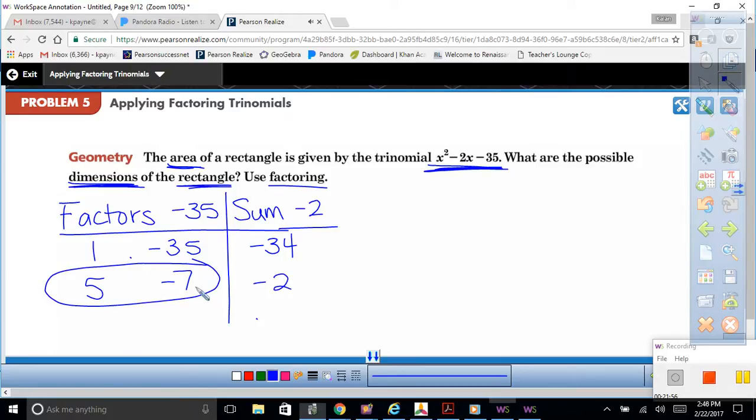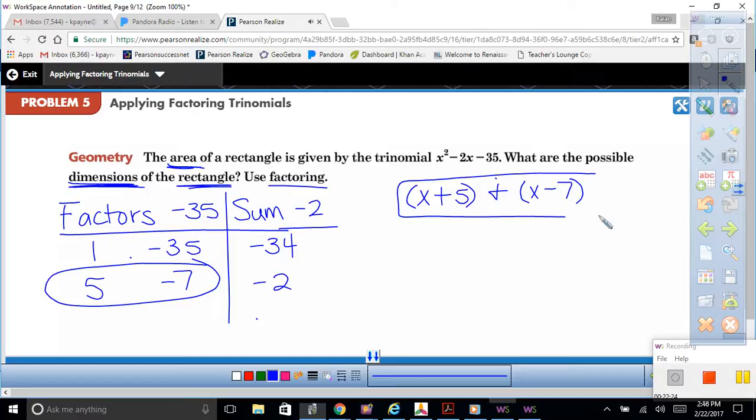So those are our numbers, 5 and negative 7, and we could have known that without guessing, just by looking at the fact that we wanted a negative sum. The only way to get a negative sum is if your bigger number is your negative number. So that means the answer to the dimensions of the rectangle would be x plus 5 and x minus 7. Positive 5, negative 7. One would be the length, one would be the width. Those would be the dimensions of the rectangle.